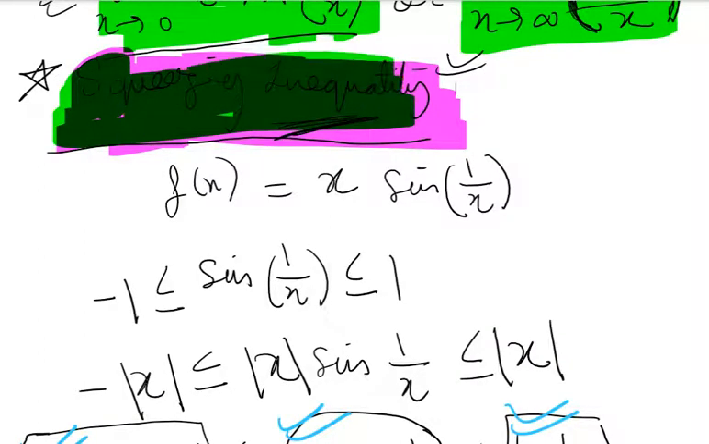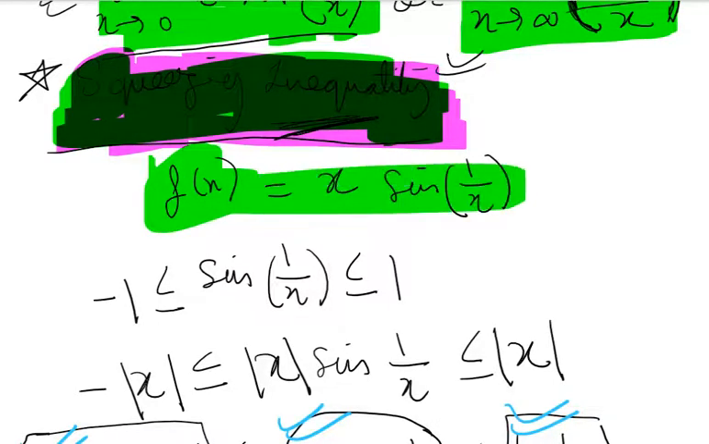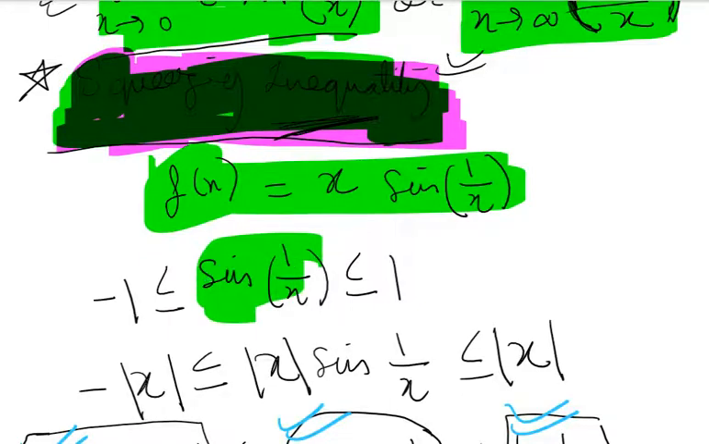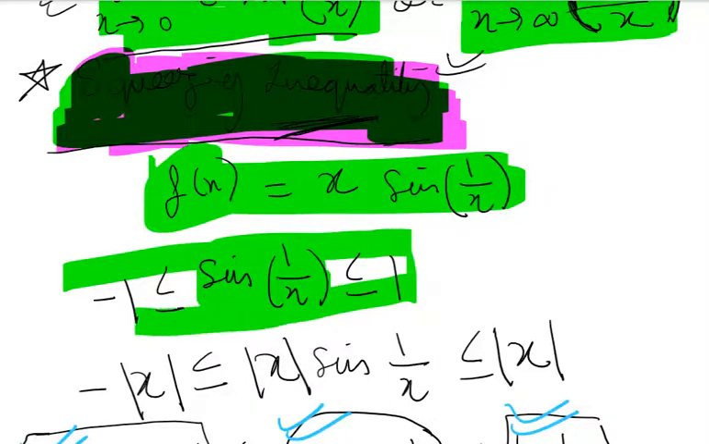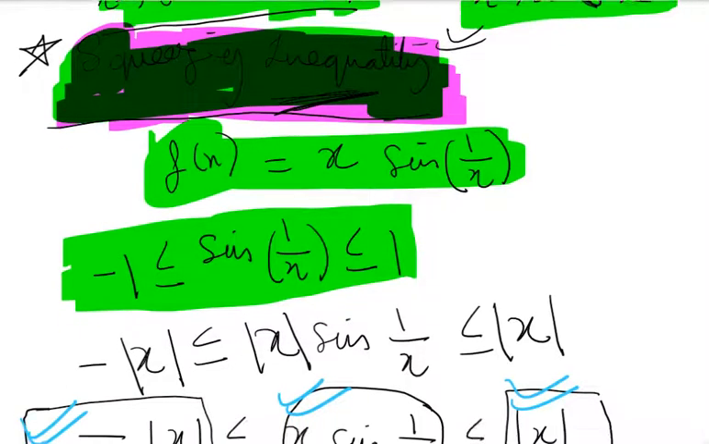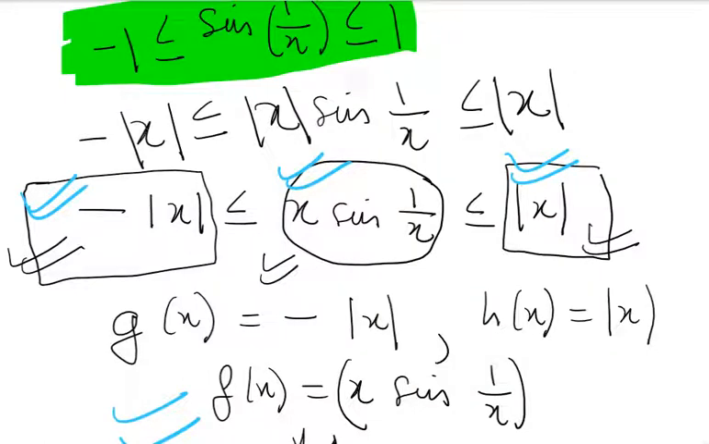In the squeezing inequality, since f of x is given as x sine x, we need to squeeze this function between two different functions. So how do we squeeze that? First of all, you use your inequality, the range of sine x. Sine 1 by x is always less than or equal to 1 and greater than or equal to minus 1.